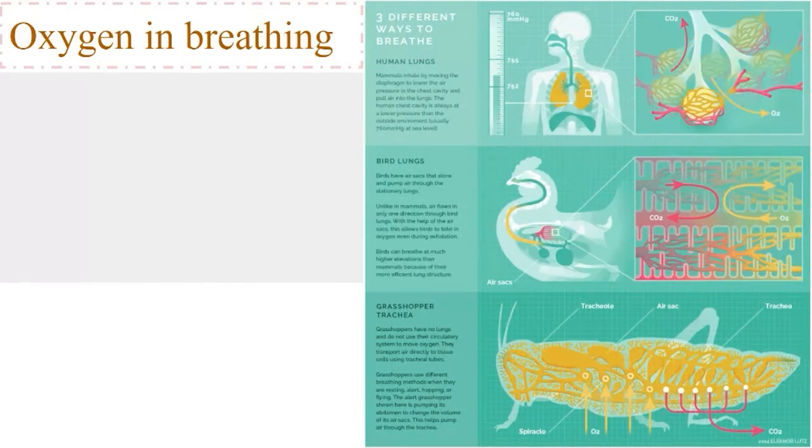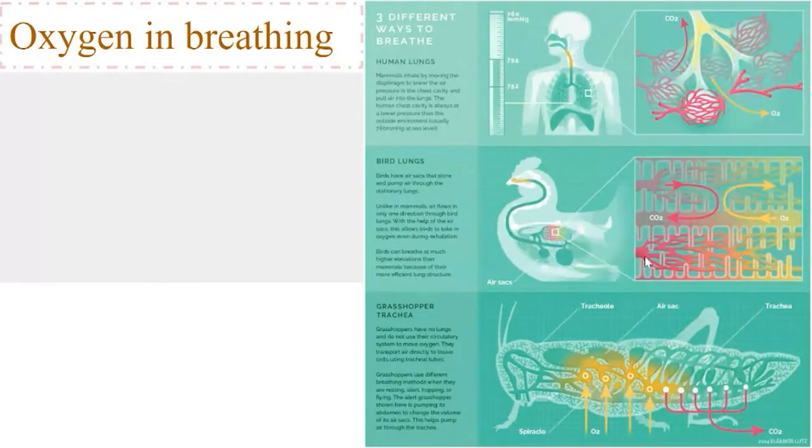Okay, this is how we are breathing. Humans breathe in oxygen and breathe out carbon dioxide. So when it comes in, it is oxygen, and when it comes out from our lungs, it is carbon dioxide. So in and out, in and out. Not far different, animals also have the same. Oxygen comes in, carbon dioxide comes out.